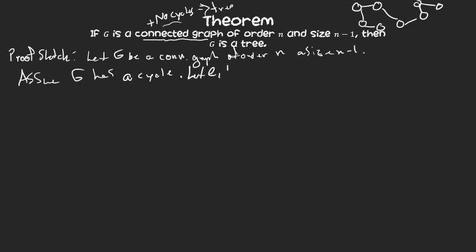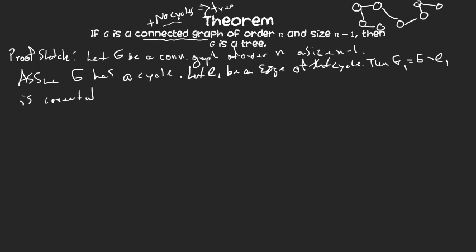Let E1 be an edge of that cycle. Then I'm going to call it G1, which is going to be my original graph minus that edge E1, is connected because I removed an edge from a cycle. So it leaves a connected graph. If it has no more cycles, then we can stop. So if G1 has no more cycles, stop.